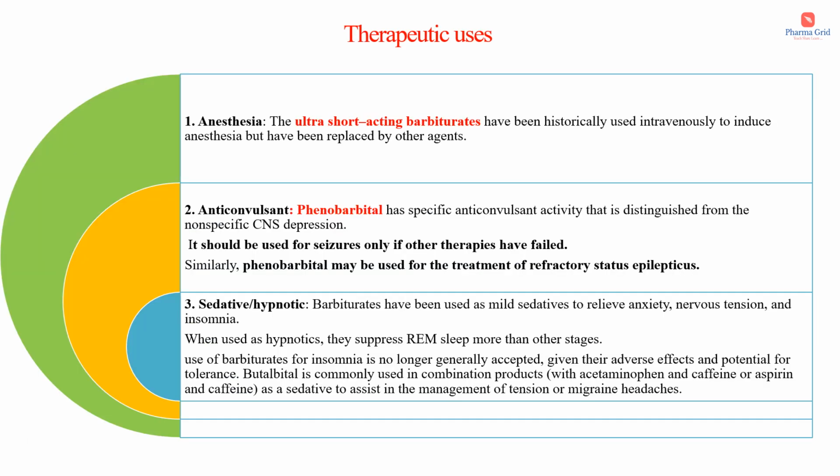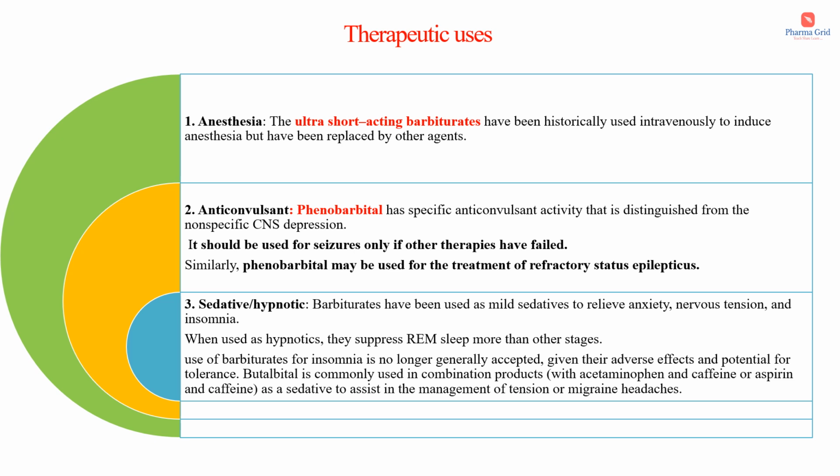Moving on to the therapeutic uses, the first use is anesthesia. The examples of ultra short-acting barbiturates are thiopental and methohexital. These ultra short-acting barbiturates have been historically used intravenously to induce anesthesia but have been replaced by other agents. So these ultra short-acting barbiturates can be used as intravenous anesthetics.